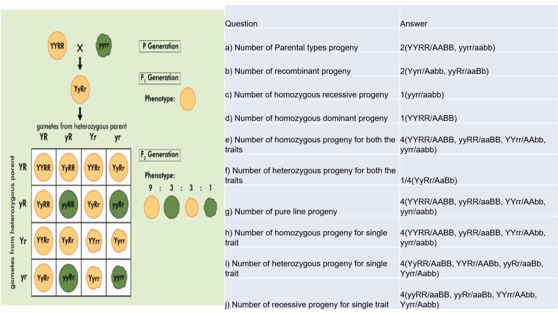so now in this slide let us see the answers. These are the answer keys released by the Biopassionate group, from their web link. So let us see the answers and the numbers. First question, number of parental types progeny, it is given as 2.